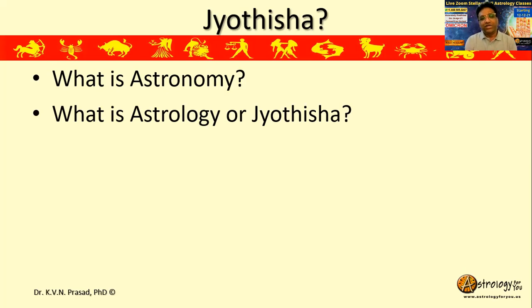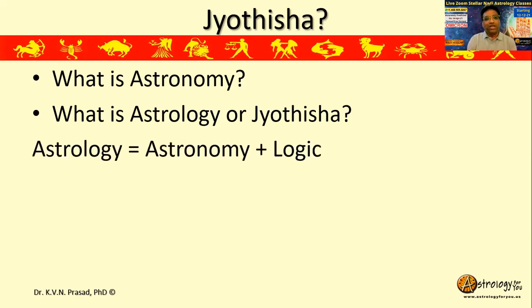Jyotisha is a Sanskrit word. Jyotisha is basically the study of light. In our Sanskrit, we call it light. So we study light using these planets. It is the same light, coming from every planet, because every planet has its own energy and that light differs. So in simple terms, what I say is astrology is basically astronomy plus logic.